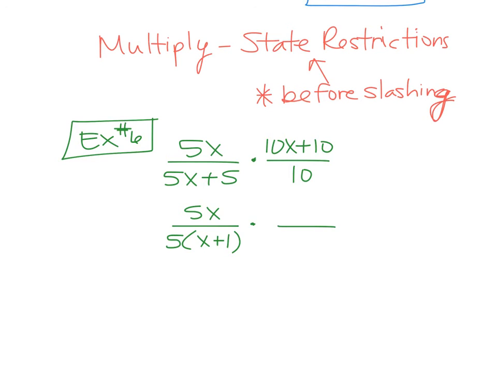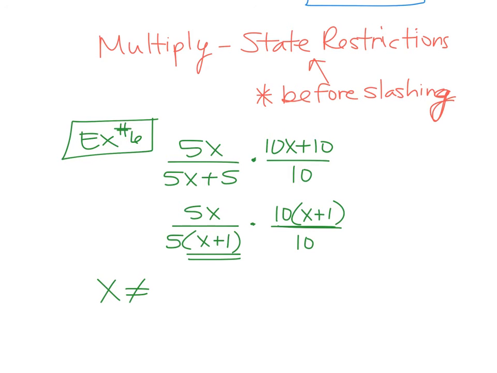Okay? Now go up top over here. What can you factor out up top? A 10. So factor out a 10, and you're left with x plus 1. And then on bottom, we still have the 10. When you get to this point, don't start slashing. You have to set restrictions. What restrictions do you have here?